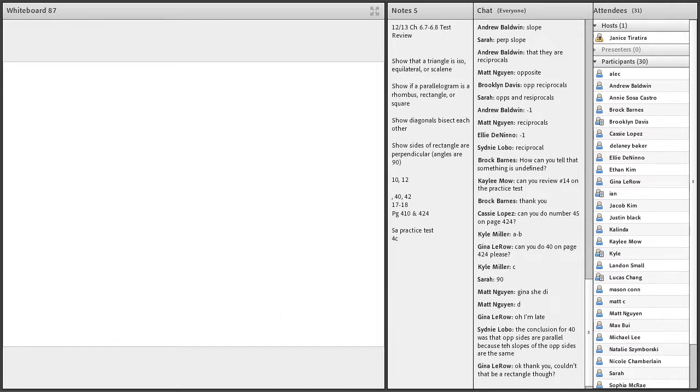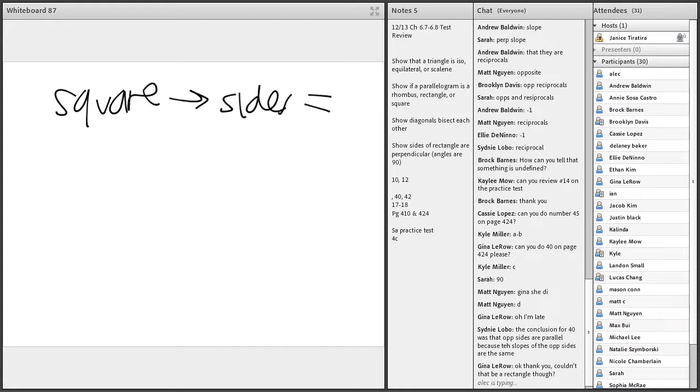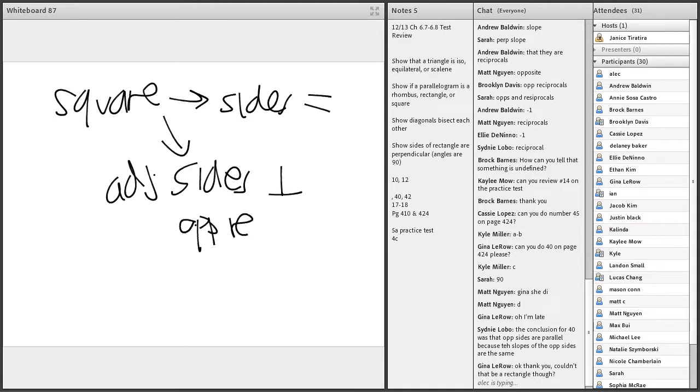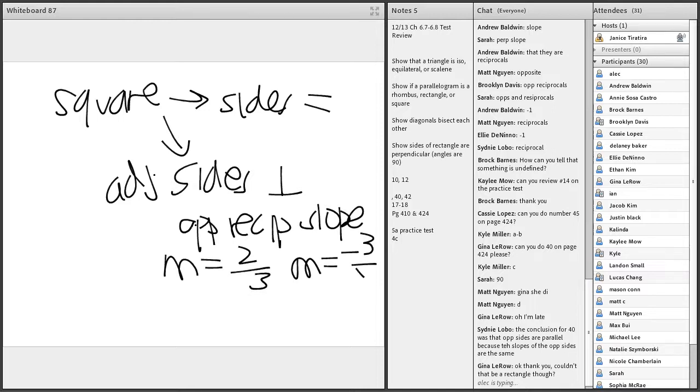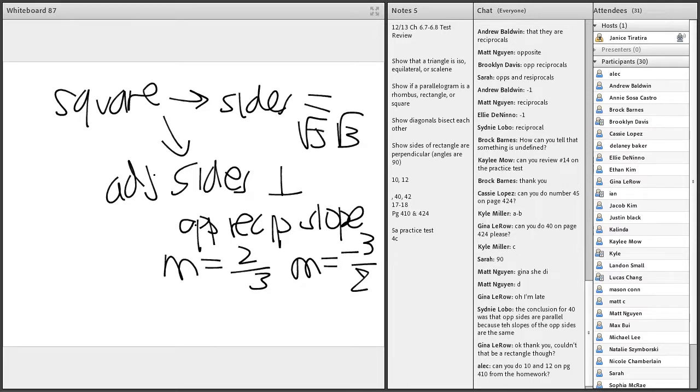Okay, what other shapes are there? We did rectangle, we did rhombus. For a square, you would have to do both, right? You would have to show sides are equal and the adjacent sides are perpendicular. So opposite reciprocal slopes, so m equals 2/3 and m equals -3/2. Those are opposite reciprocals. And sides would be like radical 3, radical 3, radical 3, radical 3, all the same.